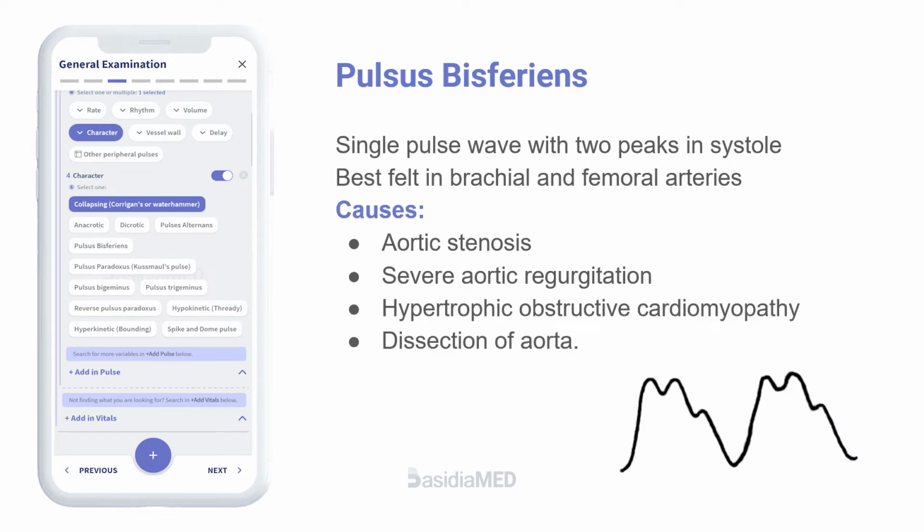Pulsus bisferiens. Pulsus bisferiens is a single pulse wave with two peaks in systole. This is best felt in the brachial and femoral arteries. Causes include aortic stenosis, severe aortic regurgitation, hypertrophic obstructive cardiomyopathy, and dissection of aorta.